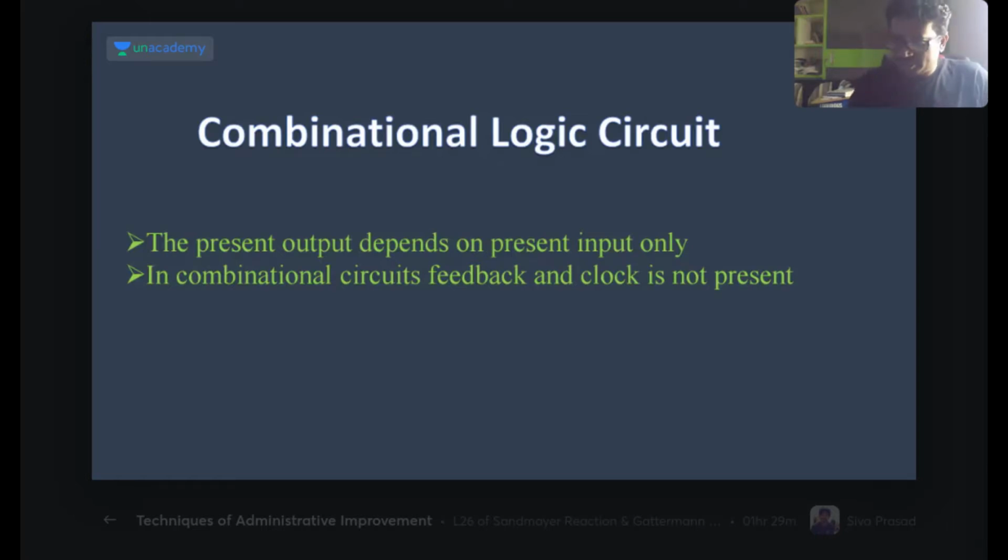And in combinational circuits, one most important thing is that there is no feedback and there is no clock signal. Feedback and clock are present in sequential circuits. In combinational circuits, feedback and clock are not available. Okay, now let's talk about them one by one.